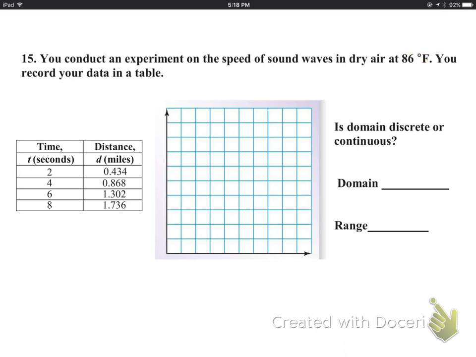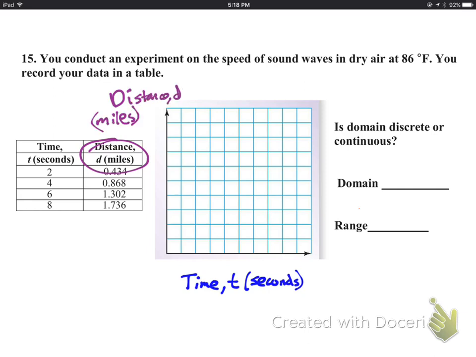Okay. The data table, let's start with labeling our axes again. So I'm going to label time, t in seconds. Notice seconds are the units, so it's always good to put that in parentheses so that we don't have to write it next to each one. And the distance, d, in miles will be up and down the y-axis because that's on the output side of the table. Let's label 0, 2, 4, 6, and 8 because we have 2, 4, 6, and 8 in the table.